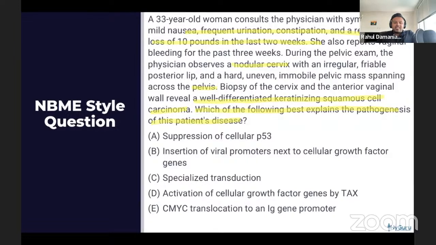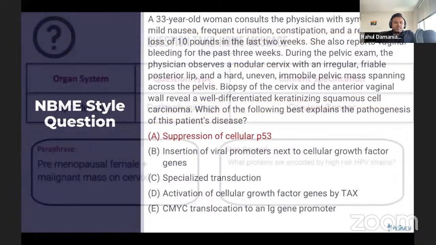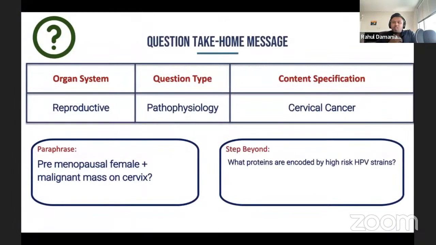Excellent. If you are thinking about this patient having cervical cancer and you are thinking about how this cancer proliferated, we've talked about this. It's a spaced repetition here, suppression of cellular p53. Let's go ahead and talk a little bit about HPV. As we transition the slide, real quick, what are the high-risk HPV strains? Go ahead and type the numbers into the chat box.